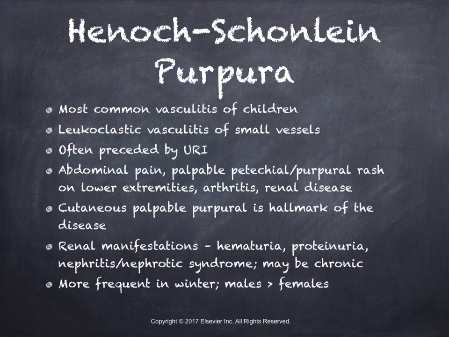The cutaneous palpable purpura are the hallmarks of the disease, and I have seen this, and it's very profound. There are these purplish lumps all over the thighs. If a child presents with that, you want to obtain a urinalysis and renal studies. HSP can lead to nephritis or nephrotic syndrome, and so these children will need to be followed. Their renal values will have to be followed.